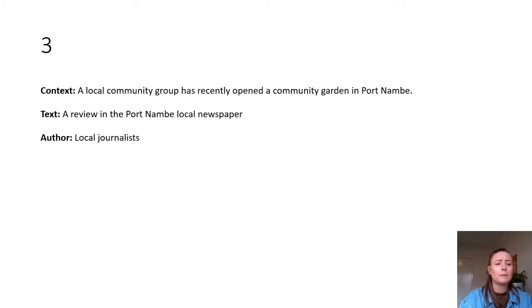Let's have a look at one more. So for this one, the context is a local community group has recently opened a community garden in Port Namby. The text is a review in the Port Namby local newspaper, and the author is a local journalist. So now's the time to pause the video and make some predictions around potential contentions, audience groups, and type of language this author might use.